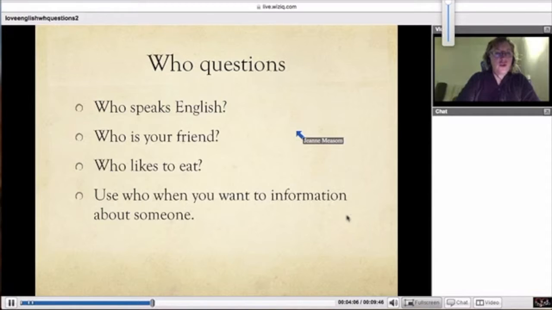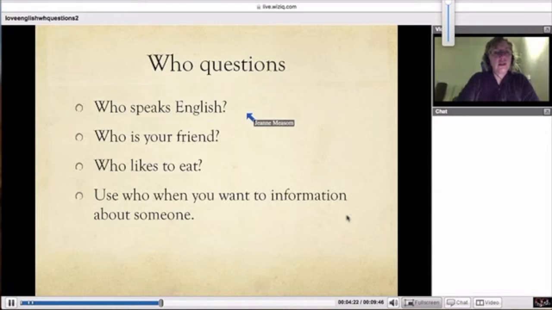The who question. So an example is, who speaks English? Who is your friend? Who likes to eat? So you can't give a yes or no to any of these. But the who is used when you want information about someone.